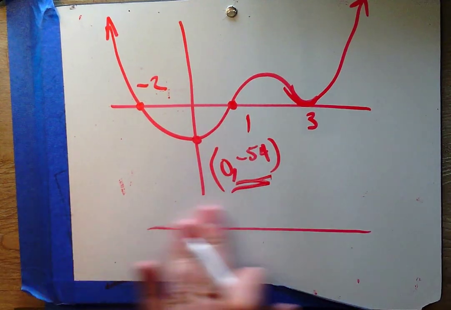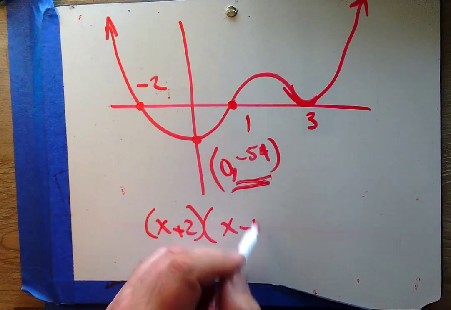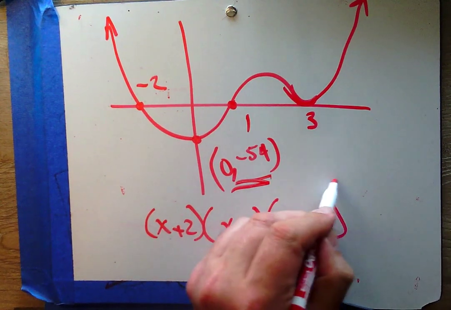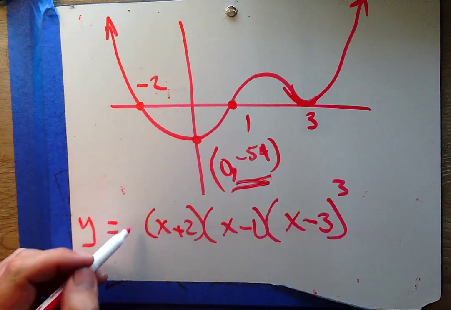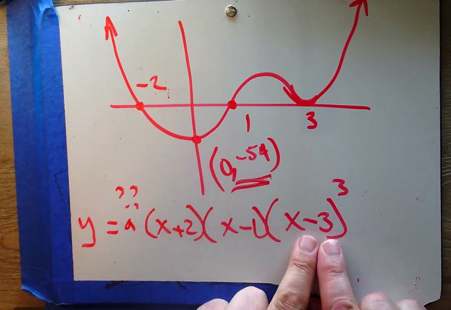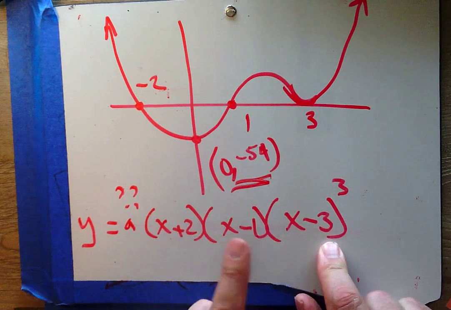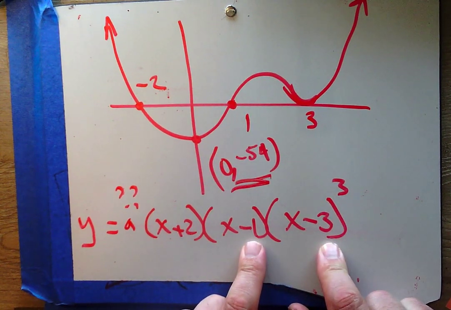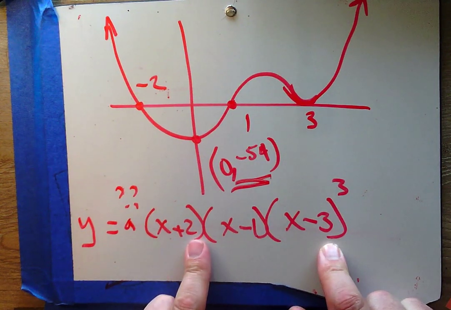So, nice. Did you come up with x plus 2, x minus 1, x minus 3 cubed? Well, what about an a value? Should we be worried about that? Well, you know what? Negative 3 to the third is negative 27. Negative 27 times negative 1 is positive 27. Positive 27 times 2 is 54. But I see negative 54.